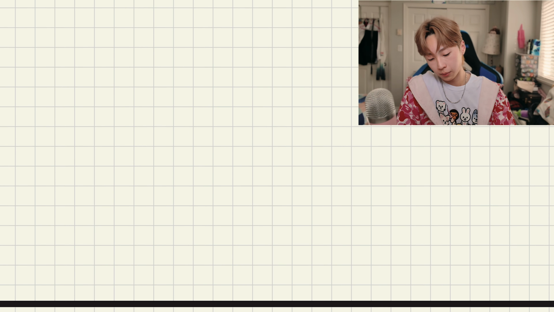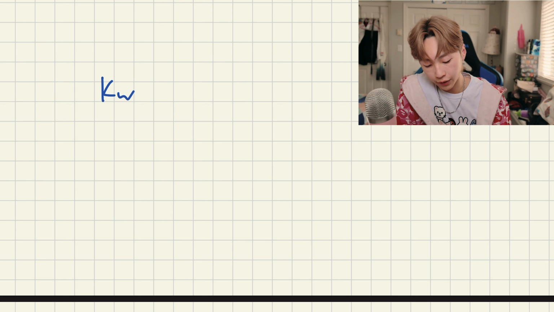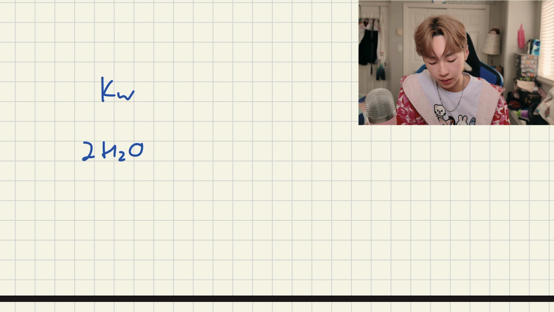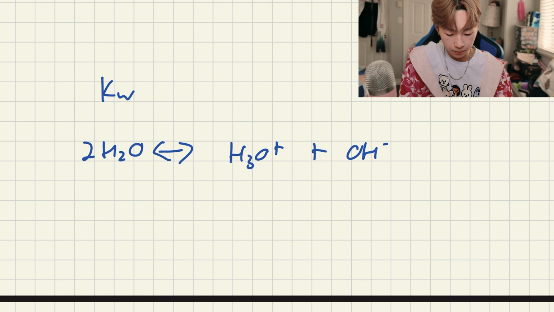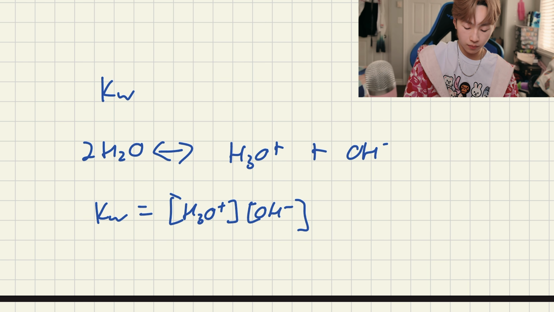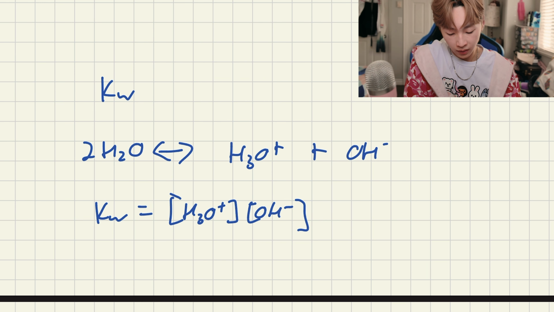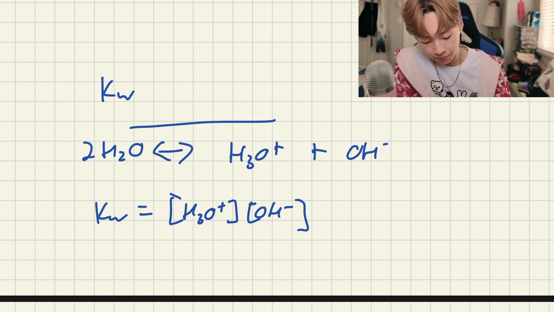Okay, finally, we're going to look at our Kw. And we know that our self-ionization of water is going to be 2 waters in equilibrium with our hydronium and hydroxide. And Kw is equal to concentration of H3O plus times concentration of OH minus. And the thing about our self-ionization of water is that going this way, it's endothermic.